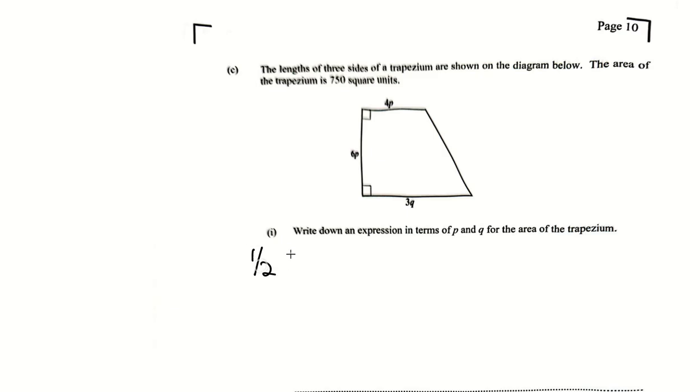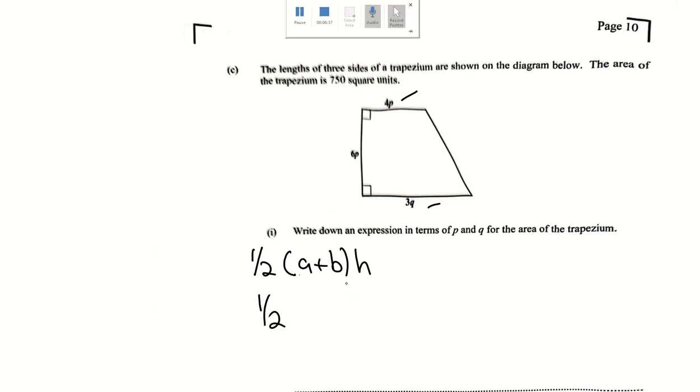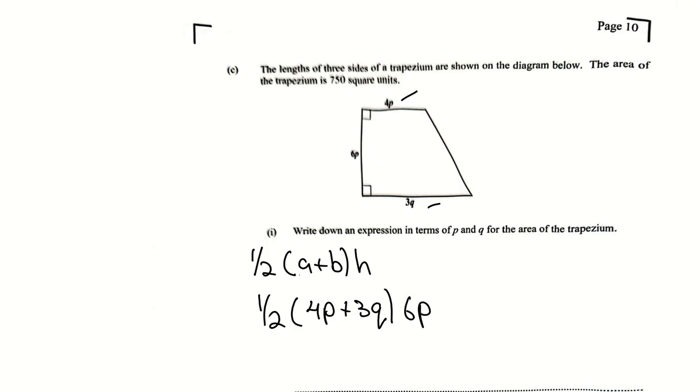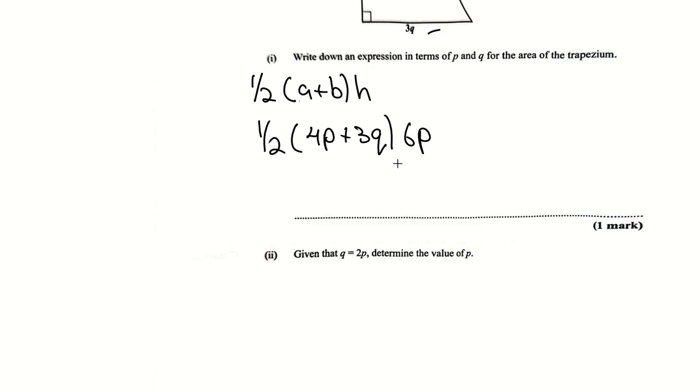a half times (A plus B) times H, where A and B are your parallel sides, which would be these, and H is your height. So this will be a half, times A, which would be 4P plus 3Q, times 6P. So you can leave it like this, but I would like to make it a little bit neater.